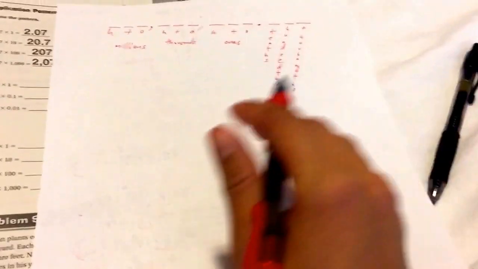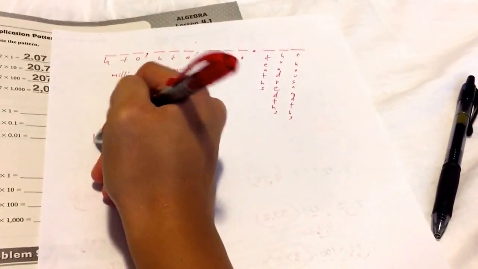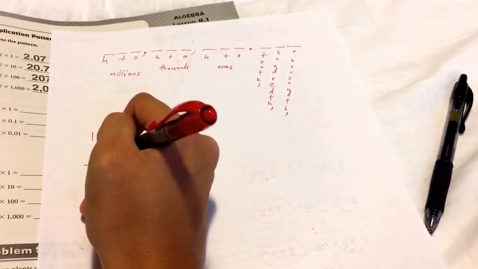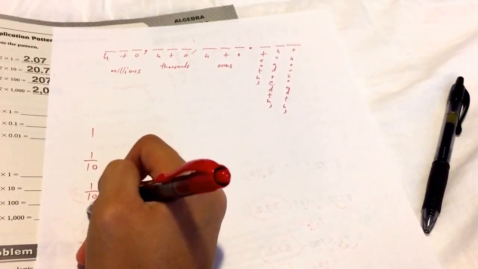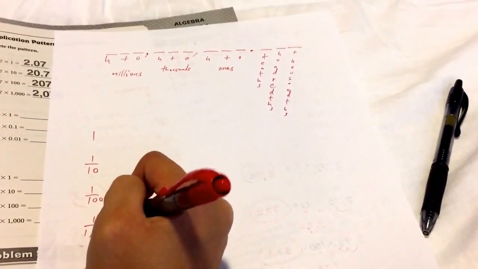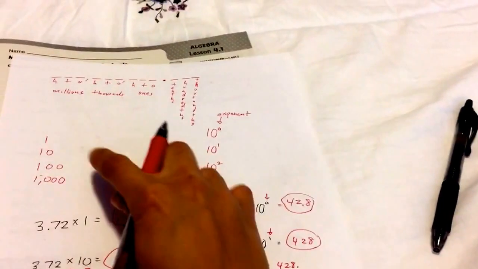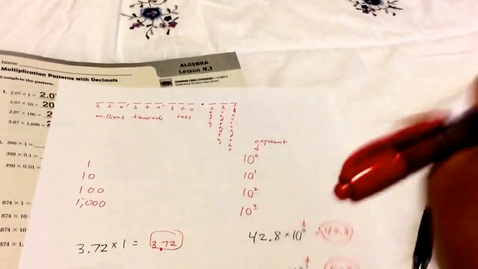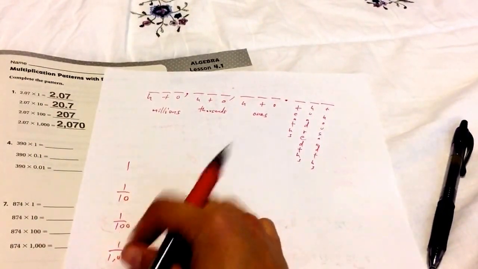Now, I'm going to show you how to do it with fractions, and it's going to be a very similar concept. So we're going to start with 1, and then 1/10, 1/100th, and 1/1,000th. And one thing I want you to notice from the one that we did before is that there is that 1, 10, 100, 1,000, but this time it's a fraction.